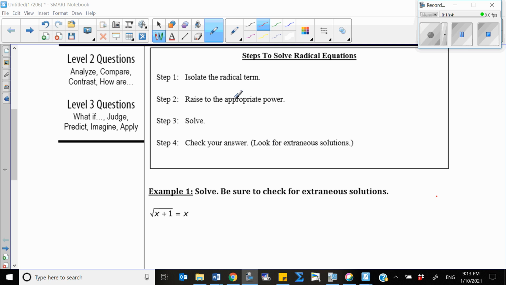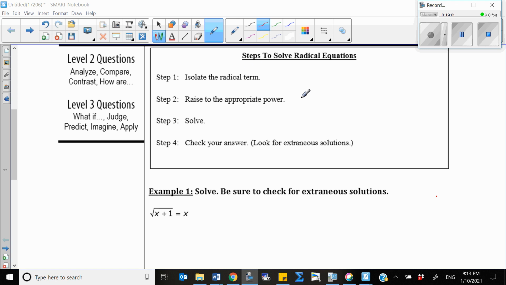Okay, so here we have the list of all the steps to completely solve a radical equation. First one, isolate the radical term. That means have the radical by itself on one side. Next, raise to the appropriate power. What do I mean by raising to the appropriate power?